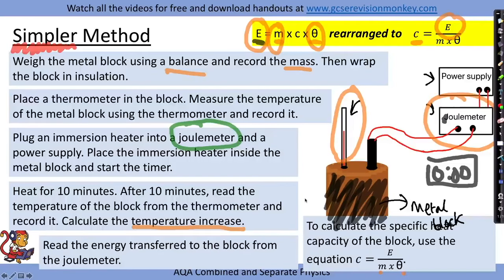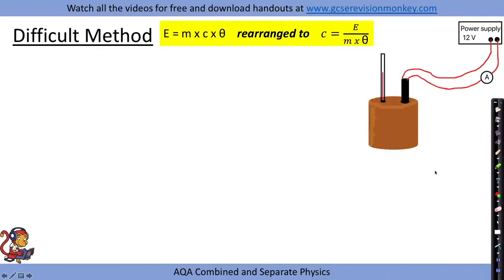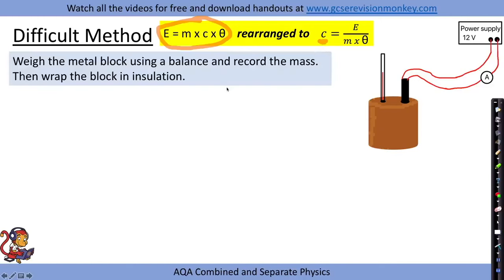Okay, so we're still on the required practical for measuring the specific heat capacity of a material. This method doesn't use a joule meter, but many of the steps are the same as the simpler method. Again, we're going to focus on this equation on the datasheet, E equals mc theta, which we can rearrange to calculate specific heat capacity. So we still do the same steps as before.